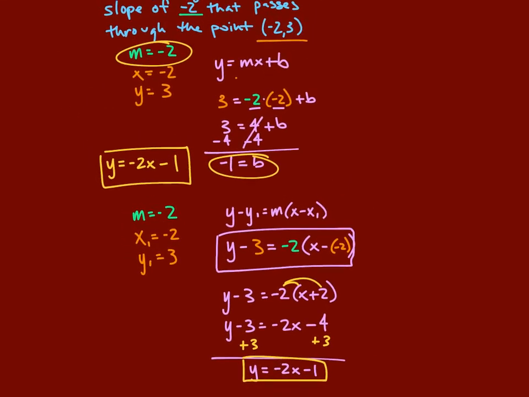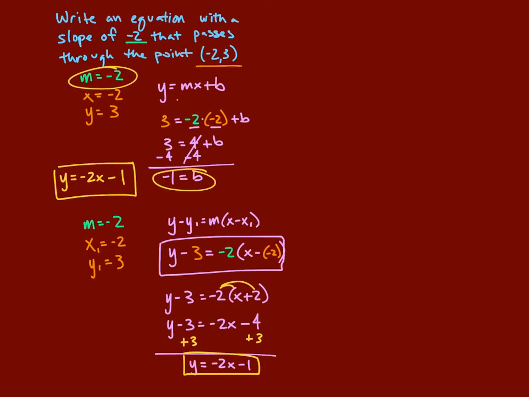All right, so for a problem like this, where you're just writing an equation with a slope and a point, you can either use y equals mx plus b to write that equation, or you could use point-slope form to write that equation. All right, doesn't matter which one you use. Now let's look at one final example.